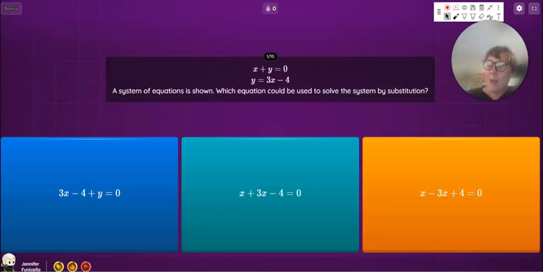Hello friends, we are going to take a look at the 4.2 quizzes on solving using substitution. So here's this first question.